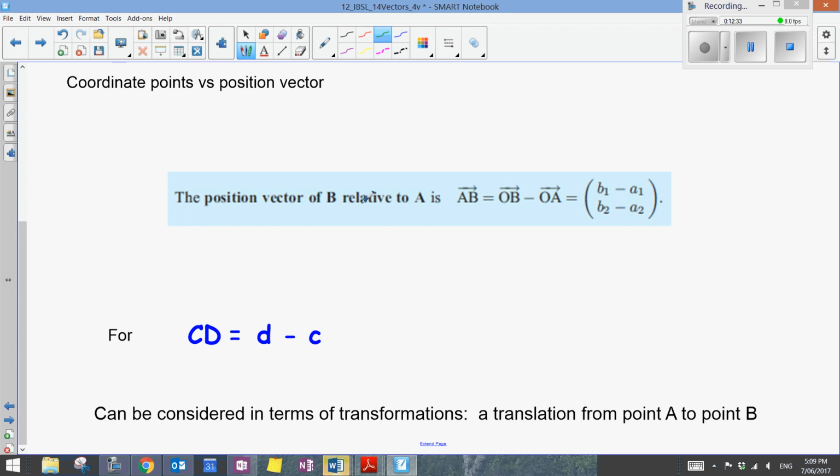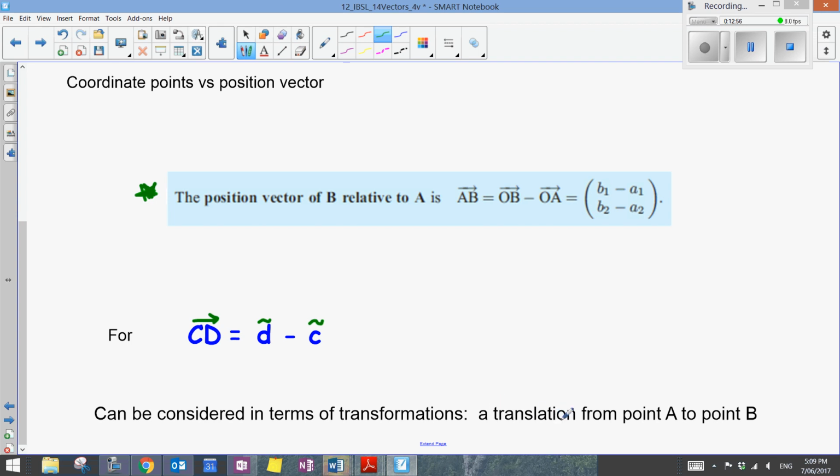So let's take a look at how this actually works. Again, in your book, you have a position vector of B relative to A, so in other words, traveling from A to B, and if we take OB and subtract OA, we'll wind up with AB. All right, so here is where you should see that in your textbook. Similar idea, just with different notation. Vector CD, we take vector D and we subtract vector C from it.